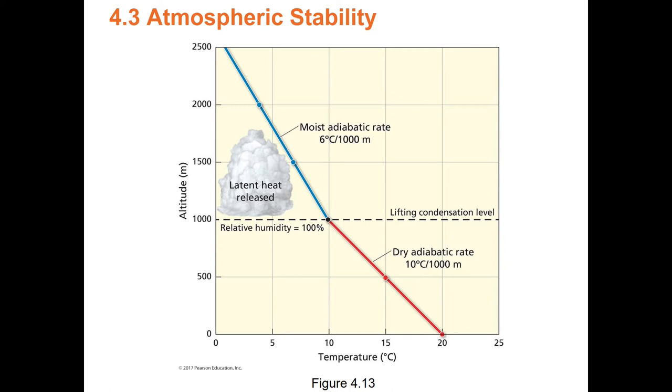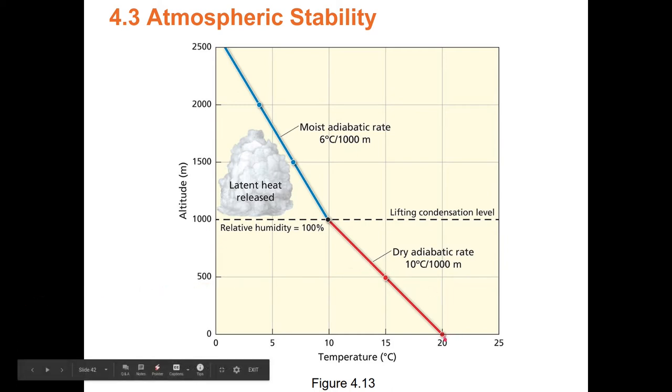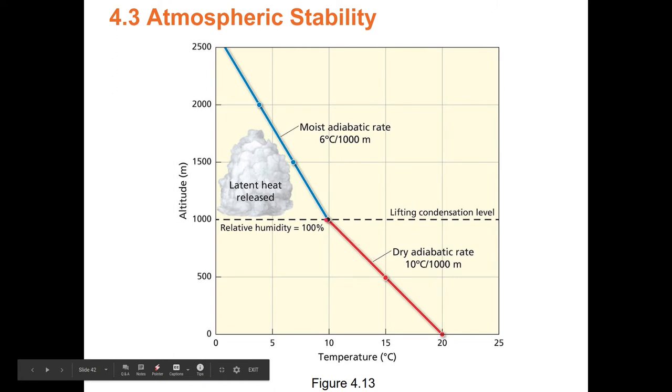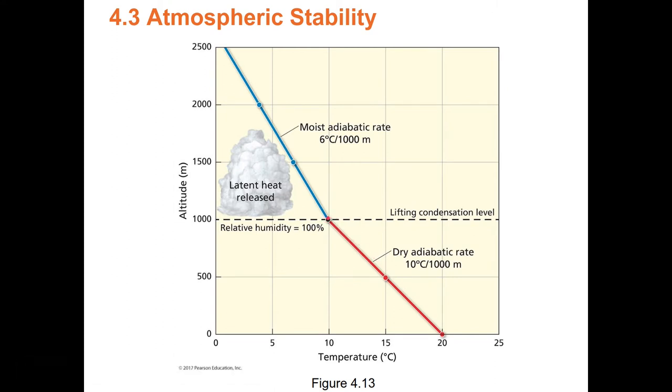So this is an example of a rising parcel of air. It's 20 degrees on the ground, the dew point temperature is 10 degrees, so we know it's cooling 10 degrees per kilometer. So at 1 kilometer, as it goes up, it gets colder, it hits dew point temperature. Once it hits dew point temperature, the relative humidity is 100%. As it cools more than that, you'll get condensation, the release of heat. So once it cools to dew point temperature, it's going to cool at the moist adiabatic rate, so it cools more slowly. Until you get condensation, it cools by 10 degrees. Once you cool to dew point, it's going to cool by 6 degrees.